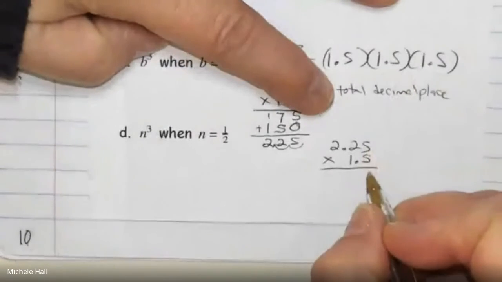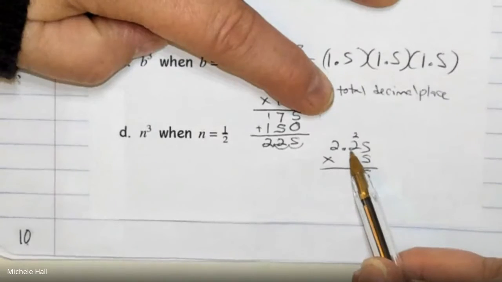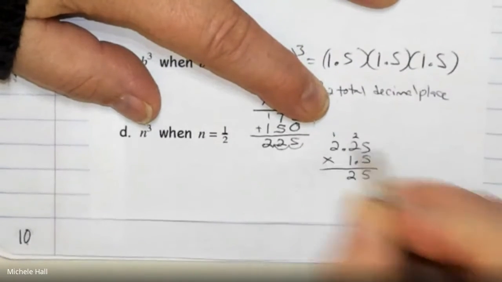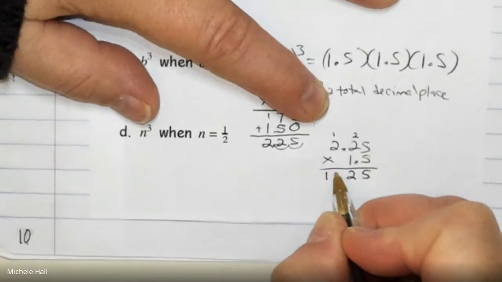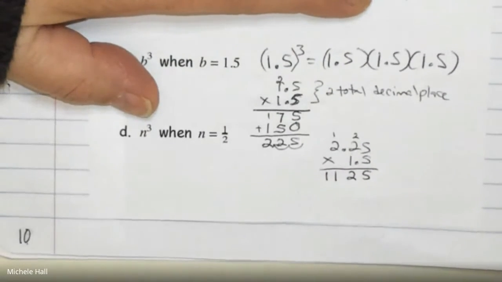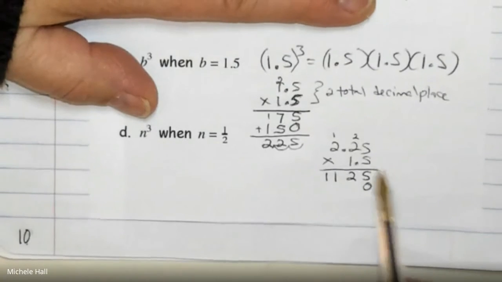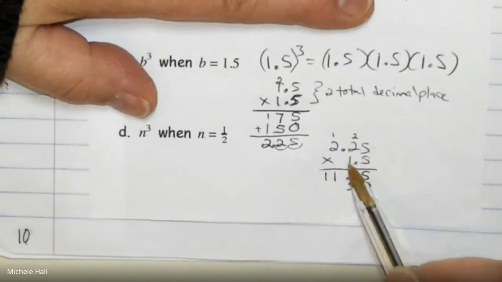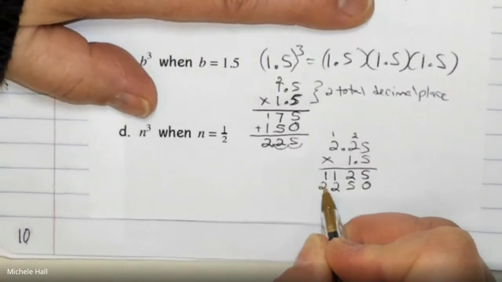5 times 5 is 25, carry the 2. 5 times 2 is 10, plus the 2 is 12. Carry the 1. 5 times 2 is 10, plus 1 is 11. And I'm done multiplying from the ones place. And I'm moving on to the tens place. I fill in a 0. 1 times 5 is 5. 1 times 2 is 2. 1 times 2 is 2. And add them up.